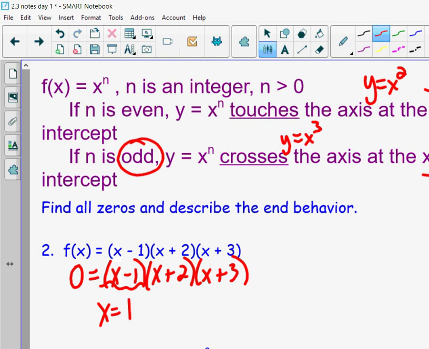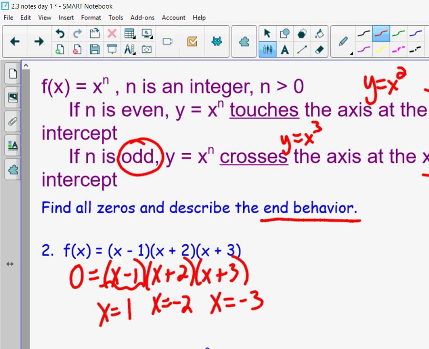x equals 1. What makes this go to 0? x equals negative 2. And what makes this go to 0? x equals negative 3. I could even say each one of these crosses the x-axis because the exponent out here is just a 1, and so I know they're going to cross the x-axis at those points.